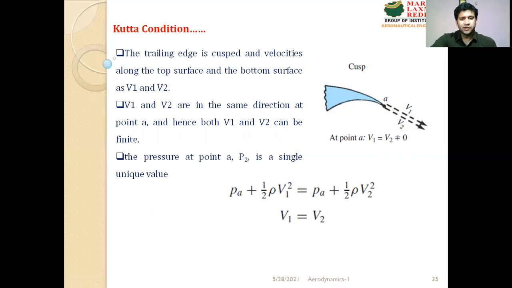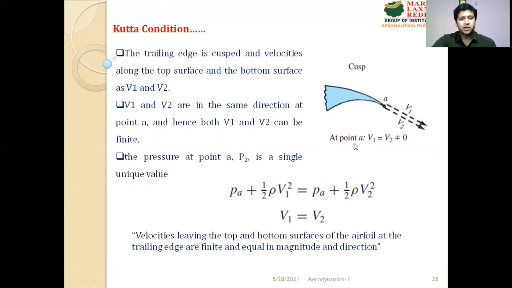So from Bernoulli's equation, we can write PA plus half rho V1 squared equals PA plus half rho V2 squared. So the pressure is the same and the velocity is not zero. Here V1 and V2 are not equal to 0, but the ambient pressure is the same. The pressure near point A is the same. Therefore, this will simplify, and the density will be the same. Therefore, we will have velocity v1 equal to v2. The velocity may vary here linearly.